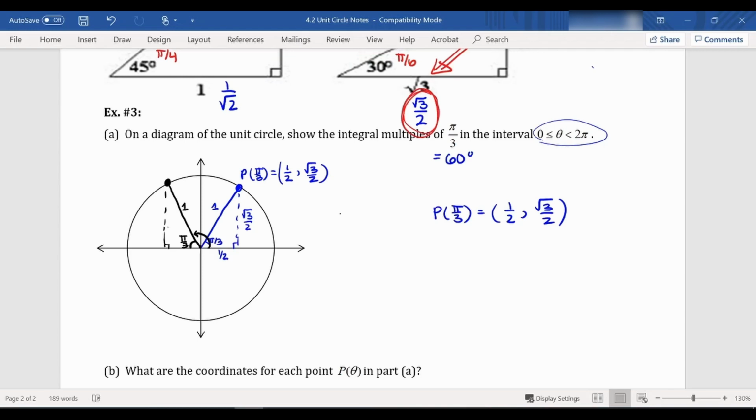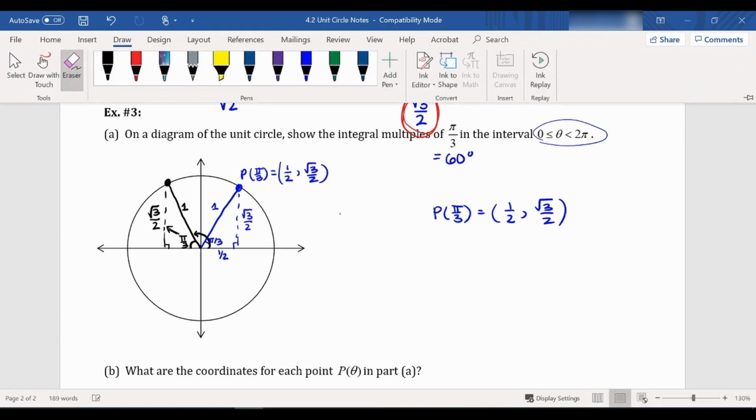I know across from the pi over 3 should be our root 3. And in this case, root 3 over 2, since we're dealing with our unit circle.